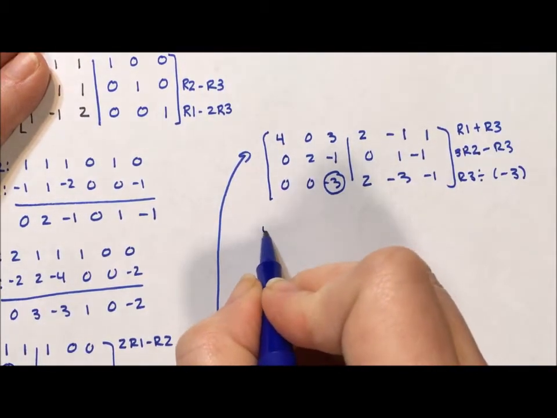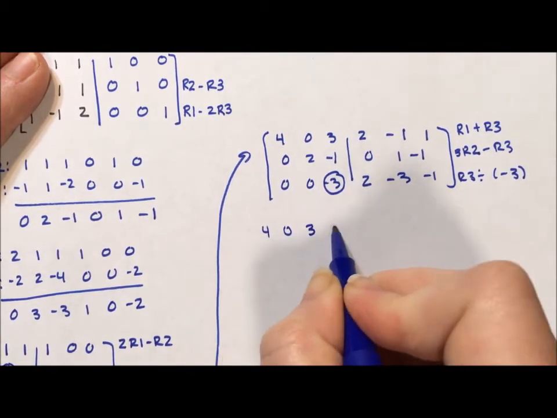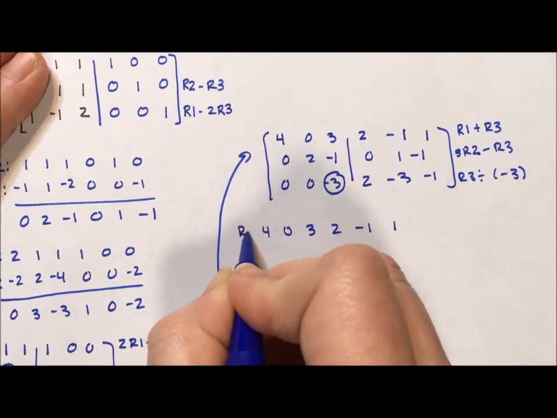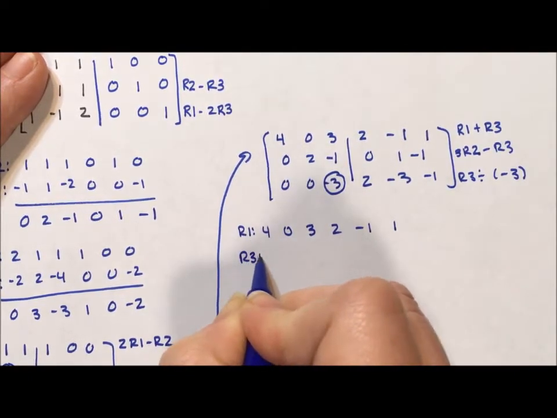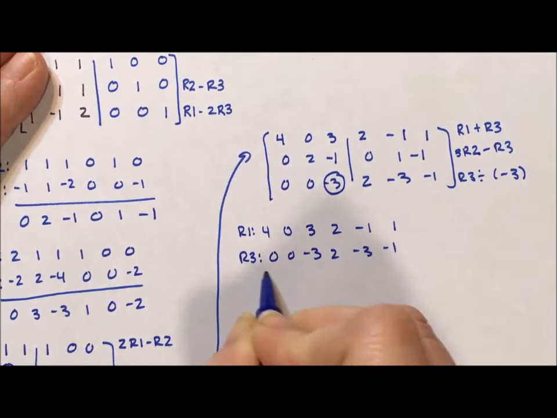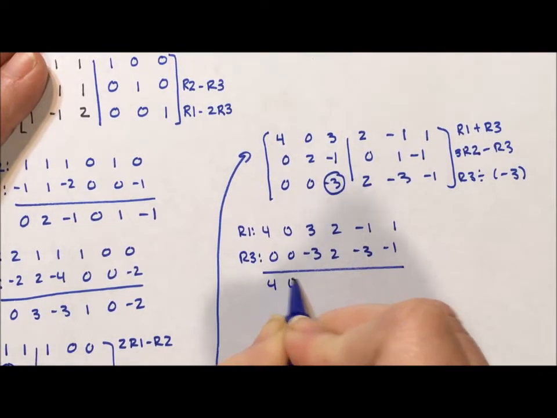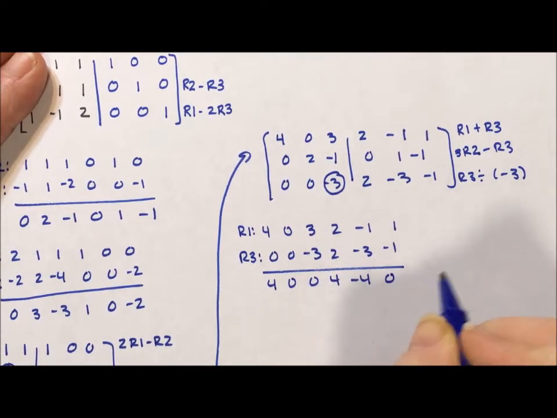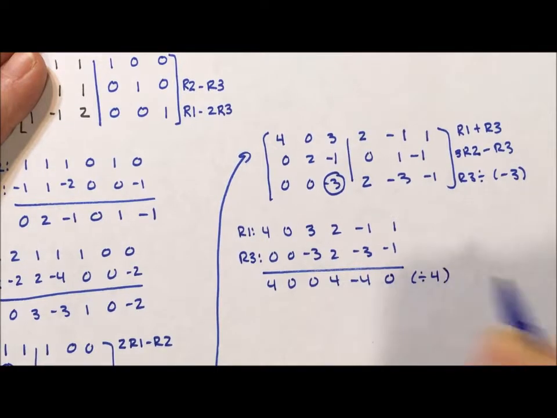So row 1, 4, 0, 3, 2, -1, 1. Row 3, 0, 0, -3, 2, -3, -1. If I add down, I get 4, 0, 0, 4, -4, 0. And I'm going to divide everything through by 4.